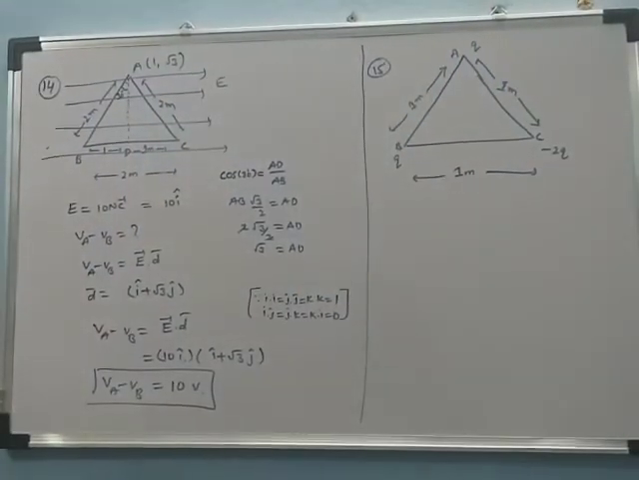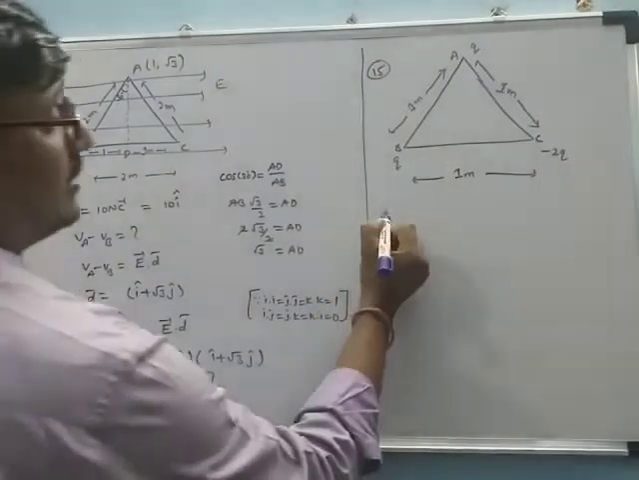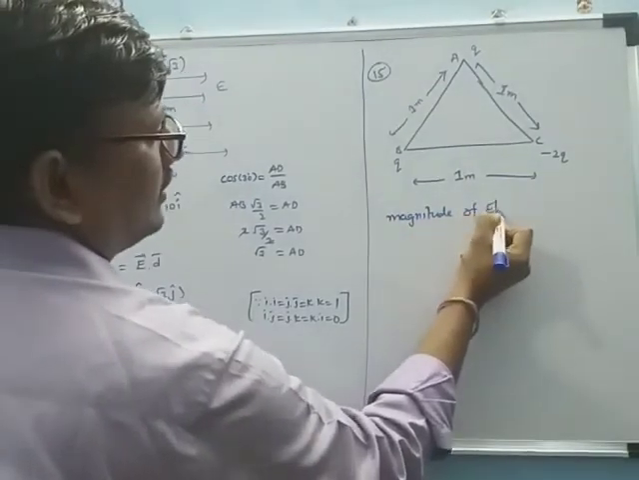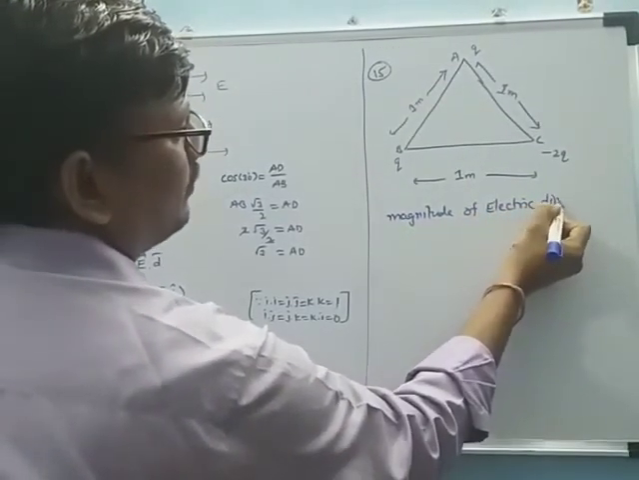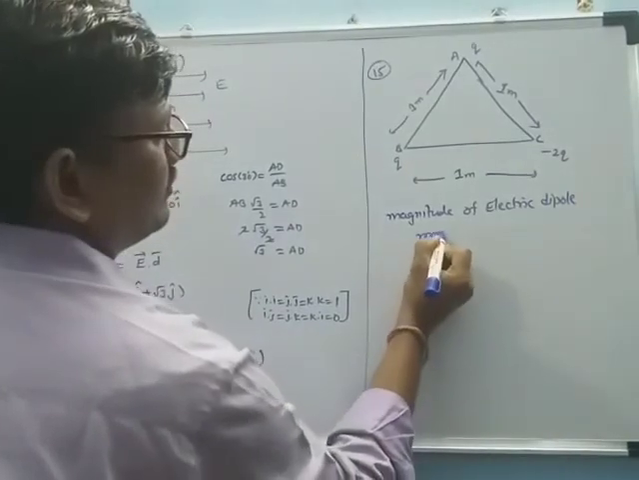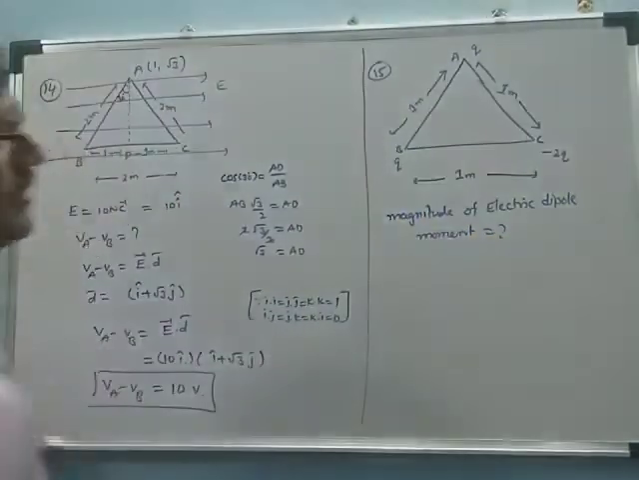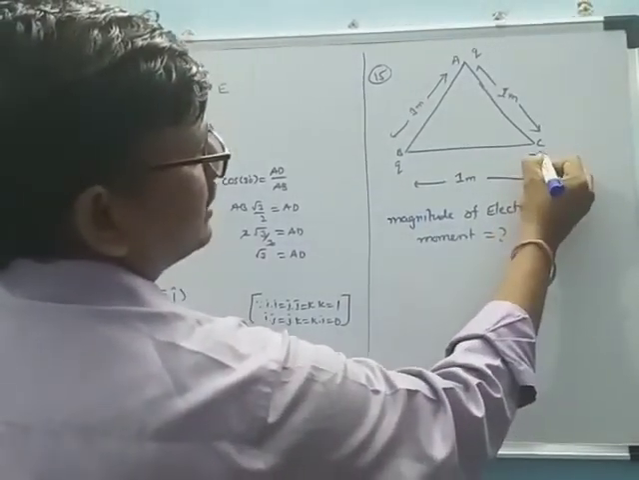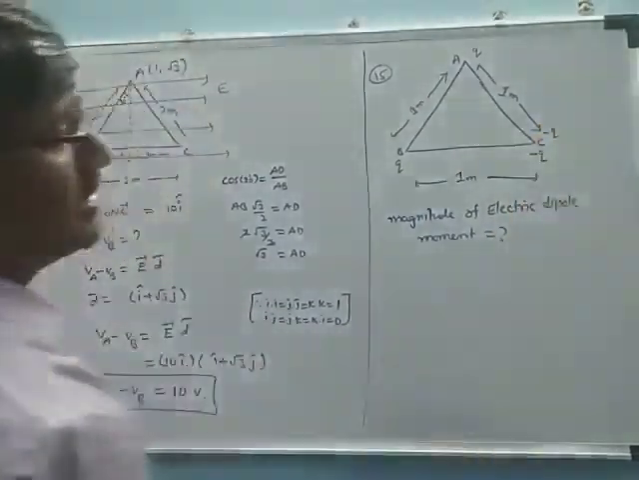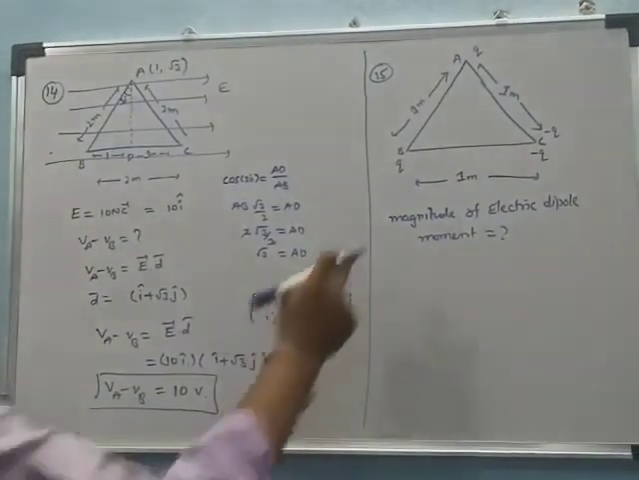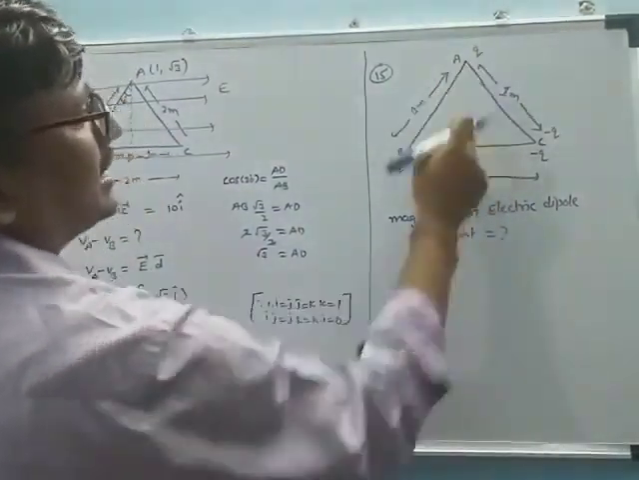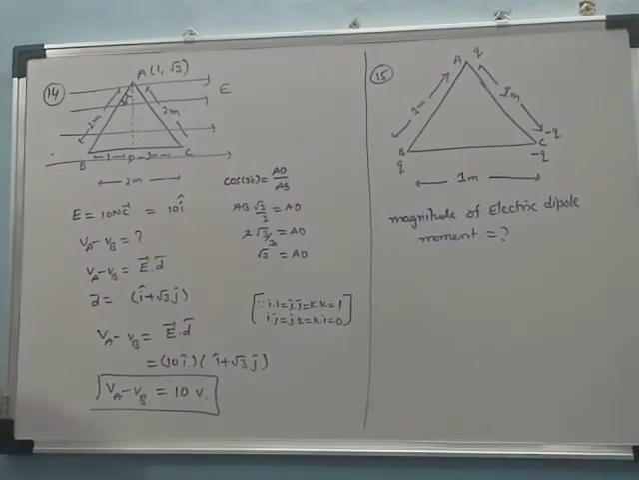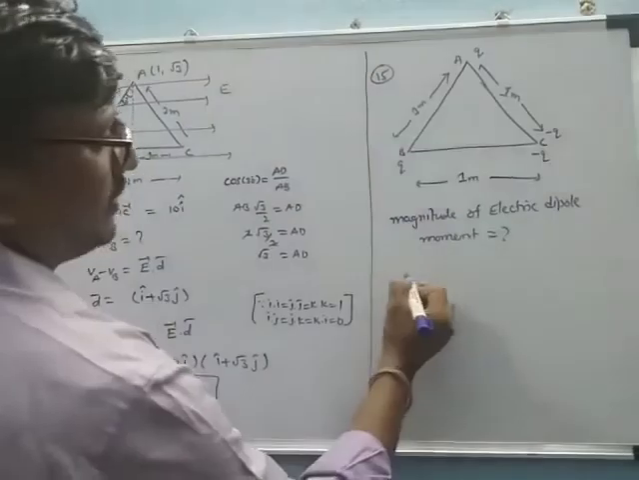What we have to find is the magnitude of the electric dipole moment. See here, this minus 2 charge can be divided into two charges, minus Q here and minus Q here. Minus Q and minus Q make minus 2Q. This is one dipole and this is another dipole. There are two dipoles. Then we find the resultant dipole moment.